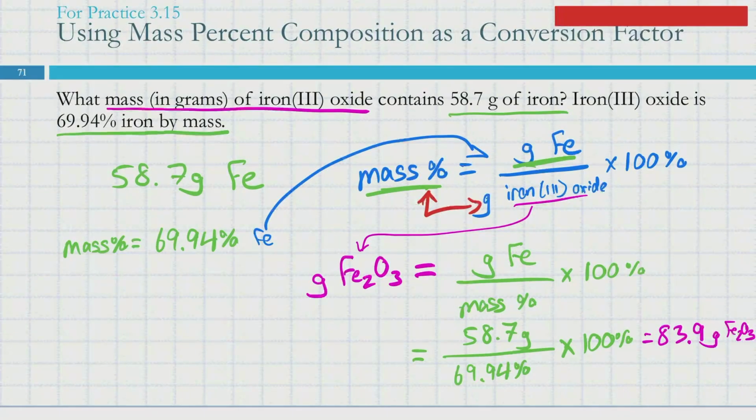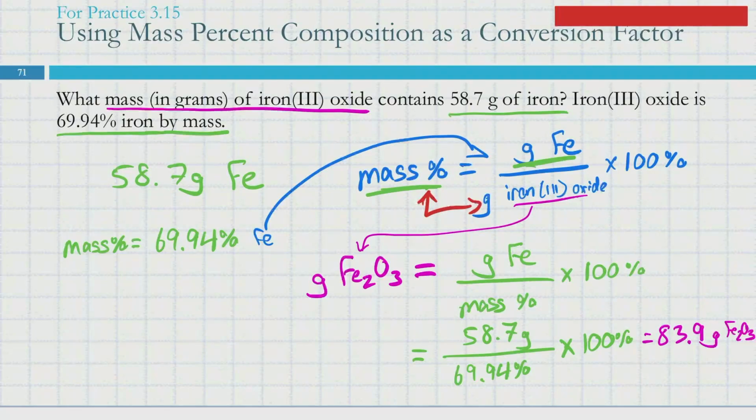Is this a reasonable number? Yes, it's a reasonable number. It's a reasonable number because this is the entire compound. We had 58.7 grams of iron. We would expect that the entire compound would weigh more than the part, the 58.7. We got a bigger number. That's a good sign. That's what we expect. So this seems fairly reasonable. It's also not like drastically larger. Any questions about that example?